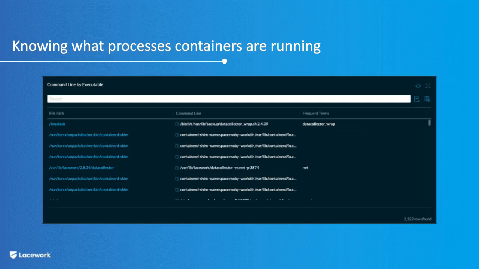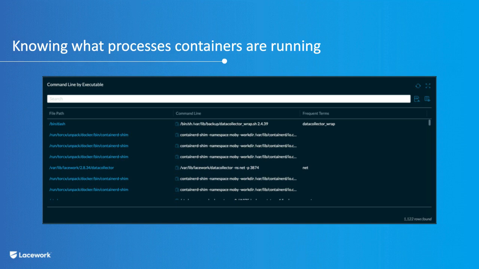So the next thing we're talking about is knowing the processes that containers are actually running. So again, it's great. You build a container, it has certain applications, but then what are those applications doing once the containers are actually running? So this is some really important insight, especially if we start turning up some of those anomalies that I was talking about earlier. Why did that happen? Why is my container running differently?